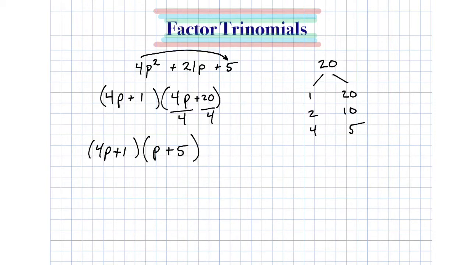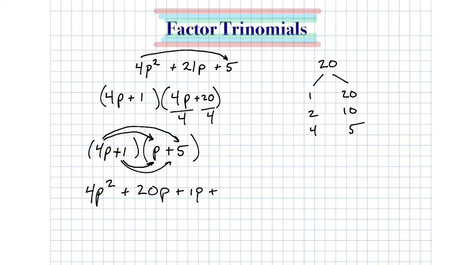Let's see what happens when we multiply these back out if we get the same trinomial that we started with. 4p times p gives us 4p squared. 4p times 5 gives us 20p. 1 times p gives us 1p. And 1 times 5 gives us 5. Combine like terms, we get 4p squared plus 21p plus 5. That's the same as we started with, so we know we have factored this correctly.